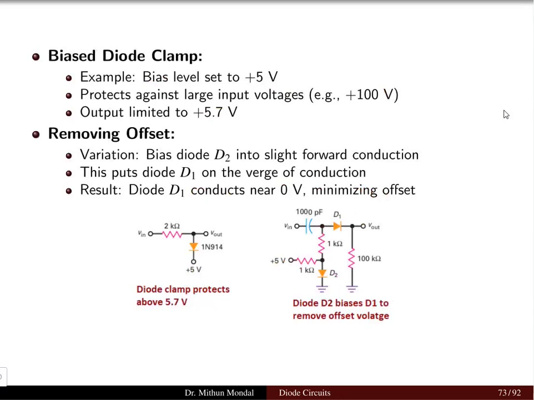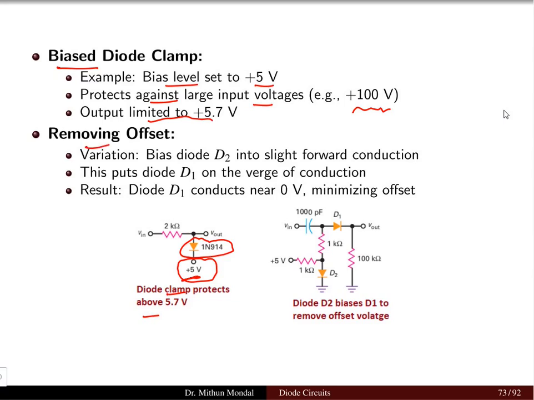For a biased diode clamp, suppose the bias level is set to plus 5 volt. Here we can see a diode clamp circuit which protects above 5.7 volts. So we are connecting a 5 volt source in the diode circuit. It protects against a large input voltage, for example 100 volt, so the output is limited to plus 5.7 volt.